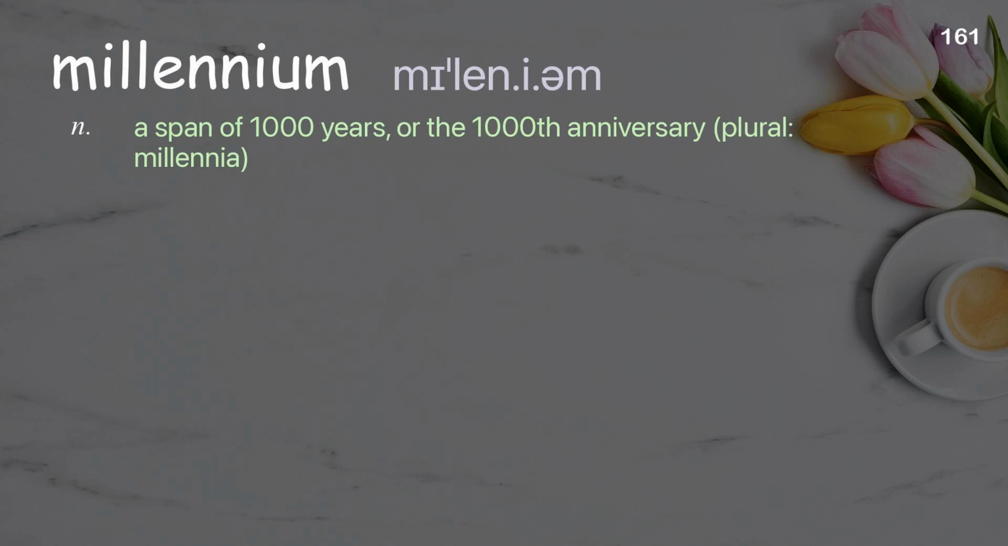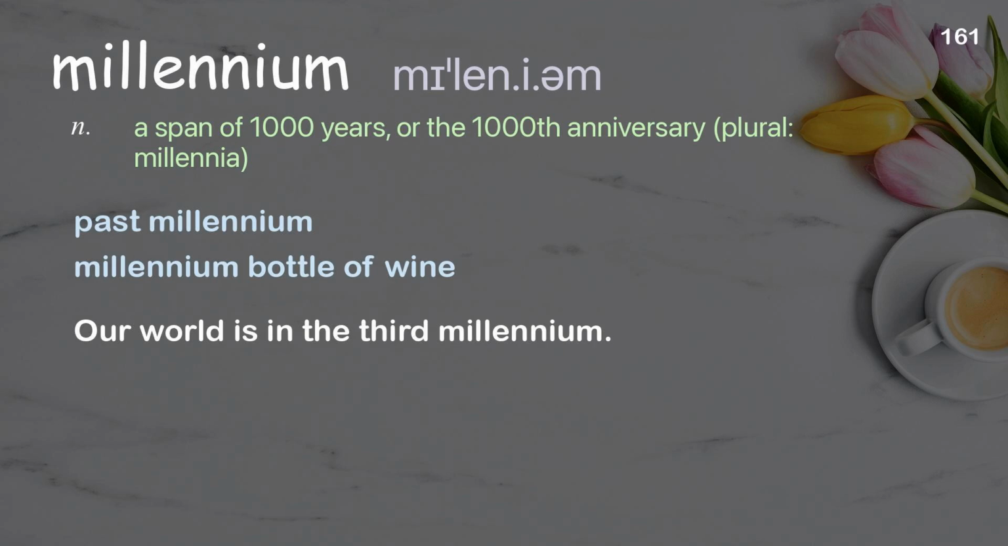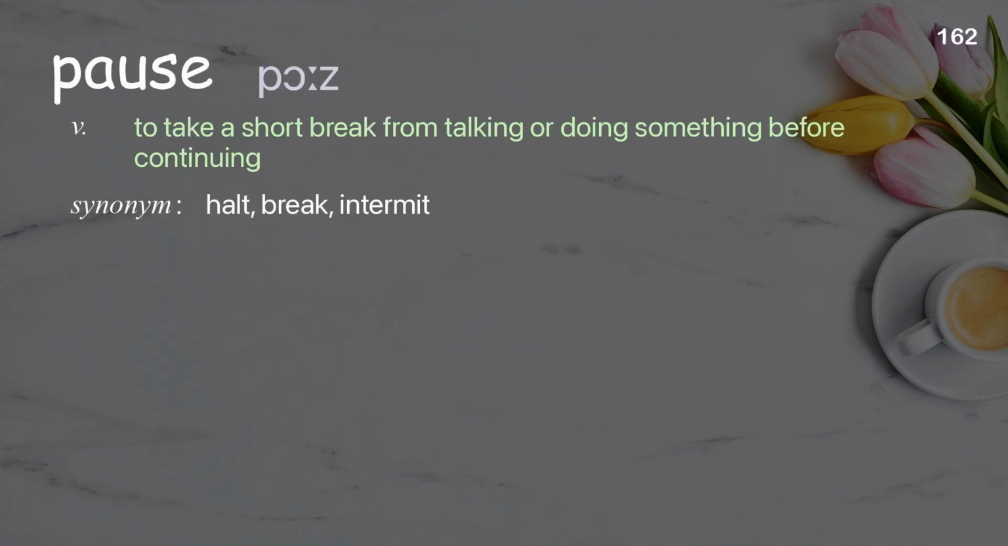Millennium. A span of 1,000 years, or the 1,000th anniversary, plural, millennia. Examples: Past millennium. Millennium bottle of wine. Our world is in the 3rd millennium.